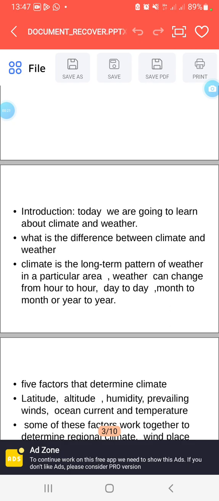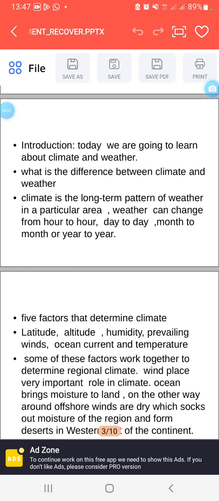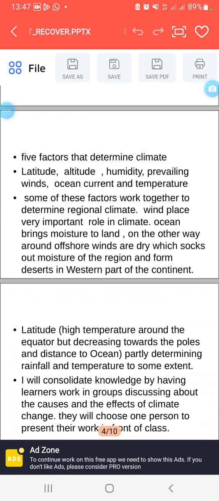Climate is the long-term pattern of weather in a particular area. And weather can change from hour to hour, day to day, month to month, or year to year. There are factors that determine climate: latitude, altitude, humidity, prevailing wind, ocean currents, and temperature. Some of these factors work together to determine regional climate.